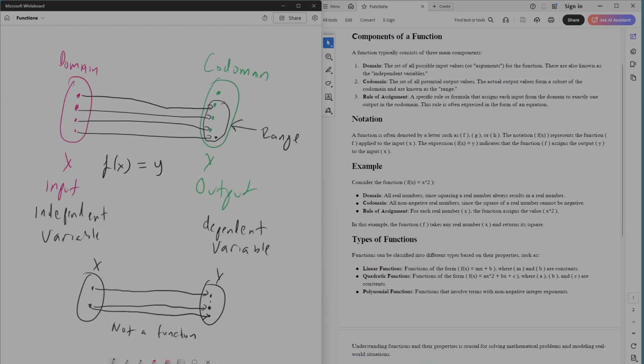Understanding functions and their properties is crucial for solving mathematical problems and modeling real-world situations.